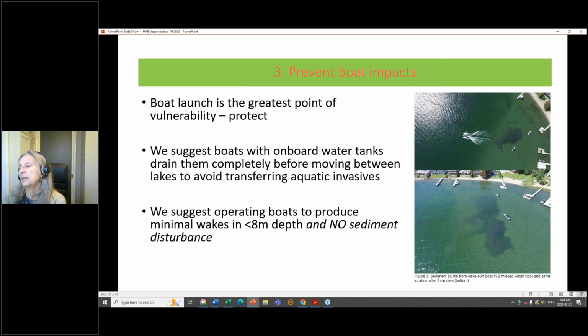Finally, and this is an increasing problem, boats are getting bigger and more powerful. What you see is a wake surf boat a few seconds after it took off in a bay with soft mud, and 3 minutes later, you can see that it provided a dose of nutrient-rich mud to the water column in this bay. We suggest that boats with onboard water tanks drain them completely before moving from one lake to another to avoid transferring aquatic invasives, and also that they operate boats dead slow if they're in water shallower than 8 meters, so that we don't get sediment disturbance.